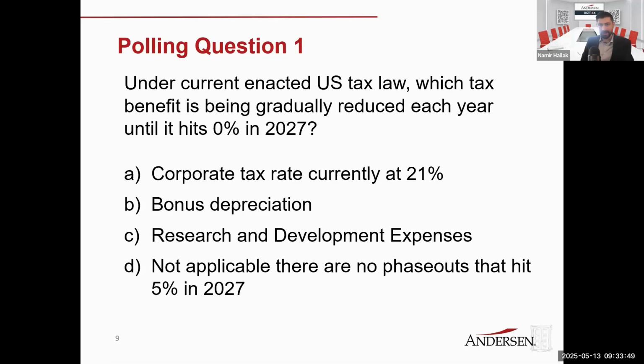Atif, do you want to, we'll talk through this. So this is under the current enacted U.S. tax law, assuming nothing changes, this is just a draft bill, we don't have anything in law yet, which tax benefit is being gradually reduced each year until it hits 0% in 2027? Corporate tax rates, do we see those going down to 0% in the U.S. by 2027? Bonus depreciation, R&D expenses, or not applicable?